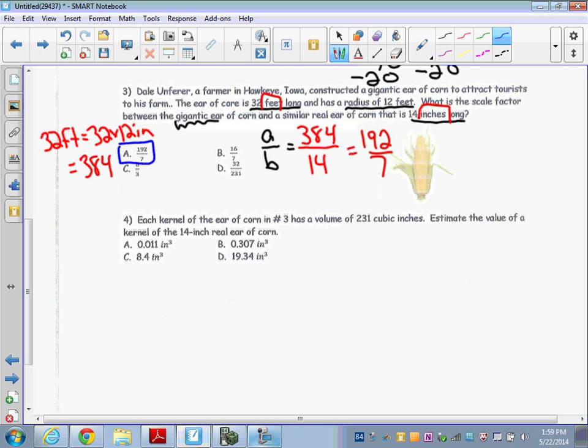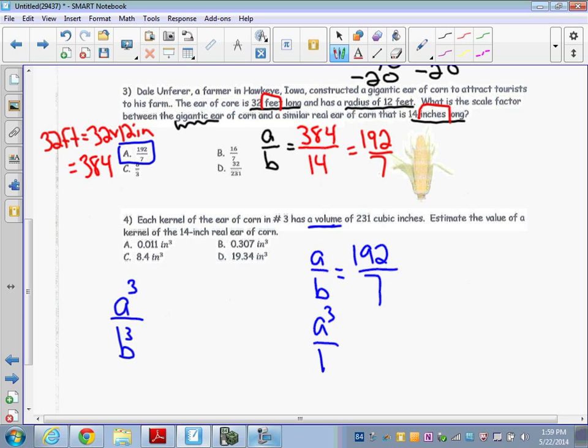So in order to solve number 4, we're told each kernel of the ear of corn in number 3 has a volume of 231 cubic inches. So since we have volume, we know we're going to have a cubed over b cubed. Remember, volume's in inches cubed, so that's going to help us solve this problem. So I have a over b. A over b is equal to 192 over 7. So a cubed over b cubed is going to equal 192 cubed over 7 cubed. And we're told that on the bigger ear, we have 231.